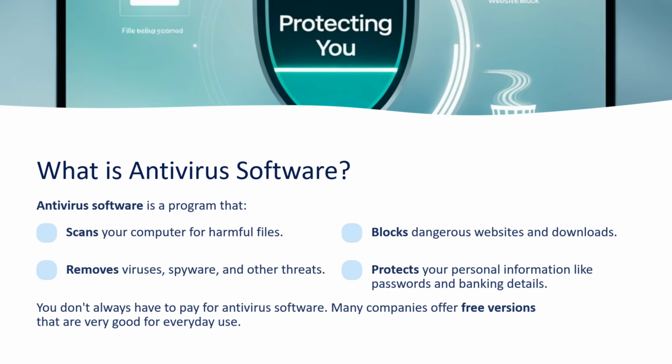What is antivirus software? Antivirus software is a program that scans your computer for harmful files, blocks dangerous websites and downloads, removes viruses, spyware, and other threats, and protects your personal information like passwords and banking details. You don't always have to pay for antivirus software. Many companies offer free versions that are very good for everyday use.